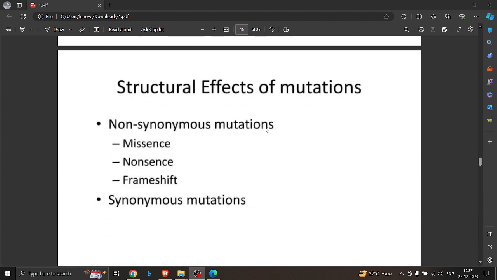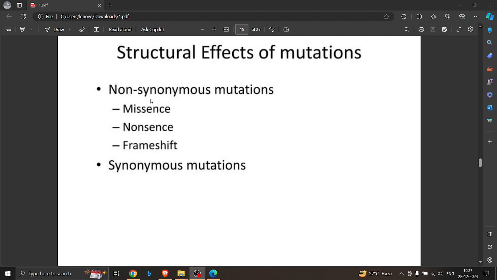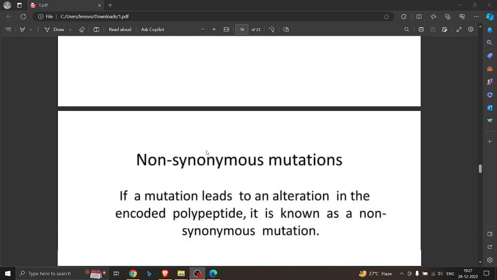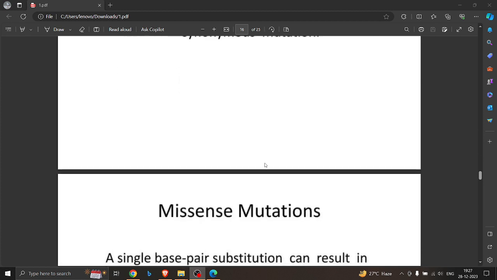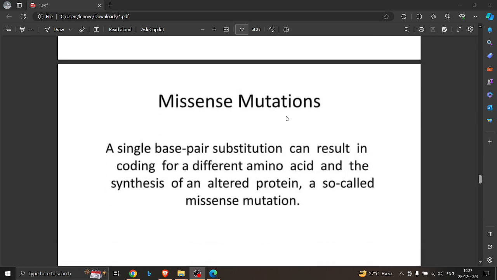So, structural effects of mutations. There are different structural effects of mutations. There are non-synonymous mutations and synonymous mutations. Non-synonymous mutations include missense, nonsense, and frame shift. So what is a non-synonymous mutation? If a mutation leads to an alteration in the encoded polypeptide, it is known as non-synonymous mutation.